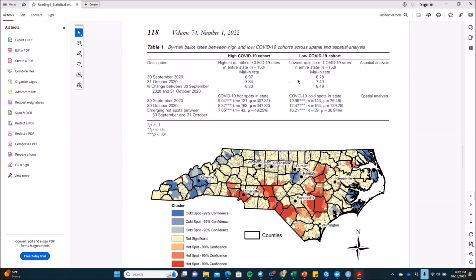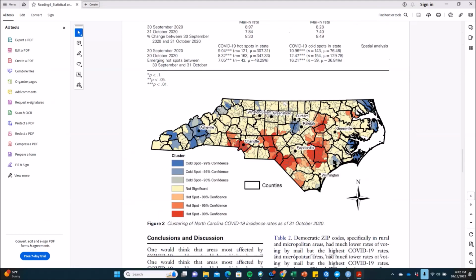And so you see here, high COVID had low by-mail with statistical significance. What are the chances that I average 121 of these red hotspots and they're 9.04 versus 143 of these blue spots and they're 10.96? What are the chances of that happening? Really, really low. So there's something going on there. I don't know what it is. Who knows?